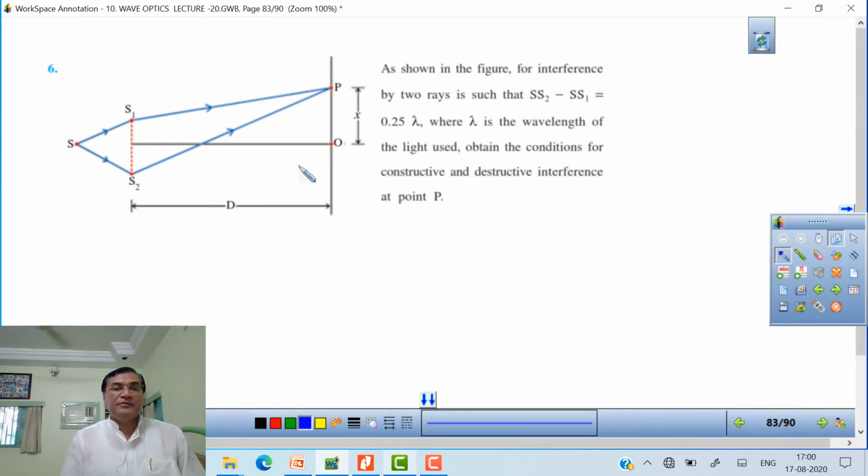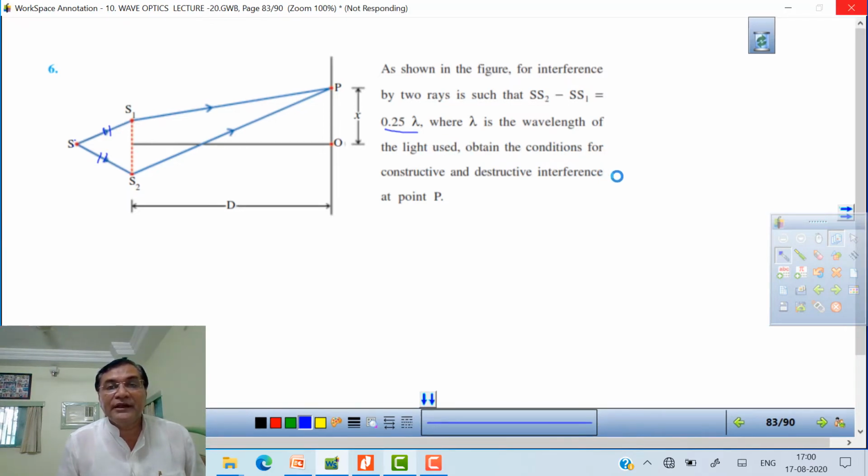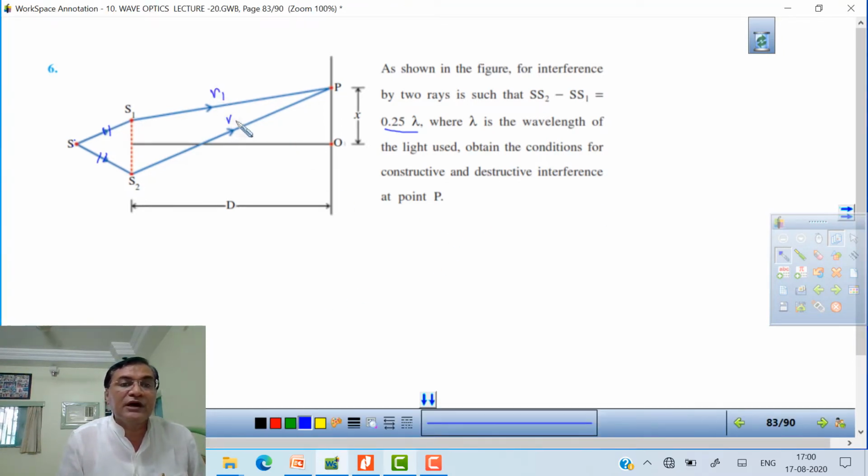Now it's a very interesting problem here. We have two sources, S1 and S2, and point P is here. But as you can see in the figure, both are not equal. S2 minus S is 0.25 lambda. Both are not at the same distance, where lambda is the wavelength of the light used. Obtain the condition for constructive and destructive interference. Suppose this is R1 and this is R2. We know the relation for constructive interference from S1 and S2, but we have not derived it from S.